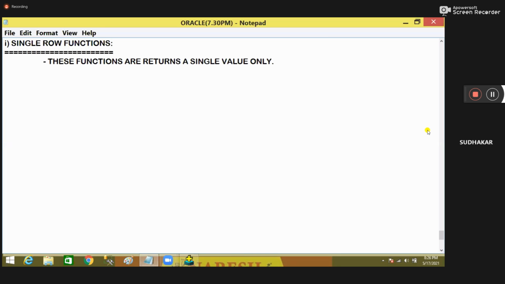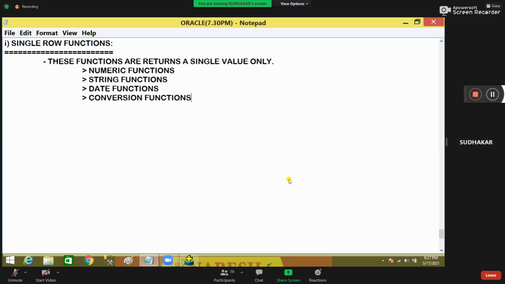And again, we have a few types, guys. The first is numeric functions. The second is string functions. The third is date functions. And the fourth is conversion functions. Very often we are using numeric, string, date, and conversion functions.